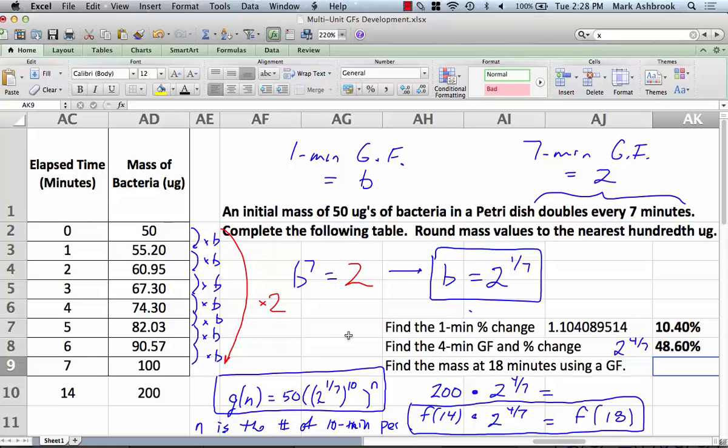Yes. 2 to the 10 sevenths. Is that what you're saying? Yeah. 2 to the 10 sevenths. What does that represent? What number is that? 2 to the 10 sevenths. The 10-minute growth factor, right?